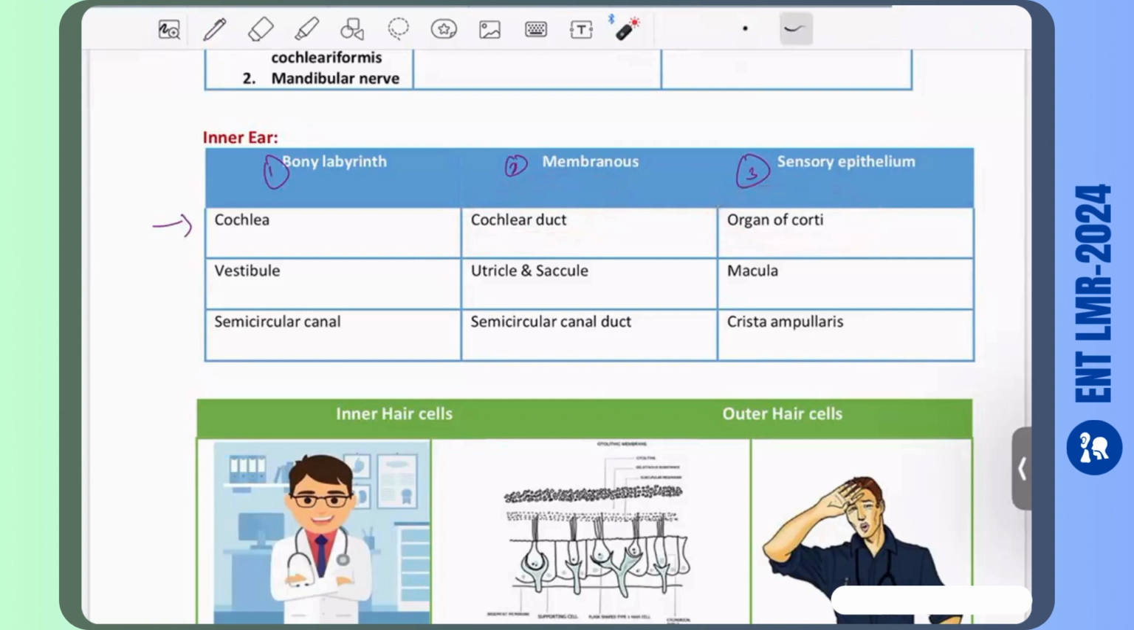So which is the sense organ for hearing? Organ of Corti. So what will be present in the organ of Corti? Inner hair cells and outer hair cells. So these are the important points.